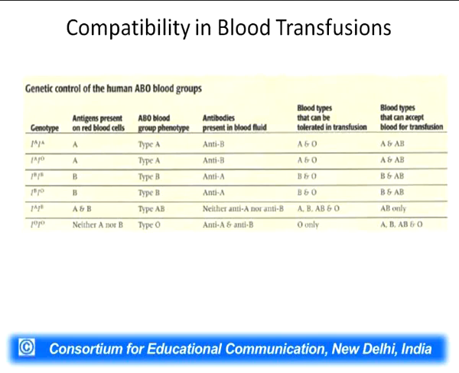Likewise, only B and O can be transfused into B blood group. AB seems to be the universal acceptor, because AB has no antibodies. A can also donate, B can also donate, and O of course is a universal donor. So, that means O is a universal donor by virtue of the fact that it has no antigens, and if it has no antigens, when it is transfused, no antibodies would react with it.